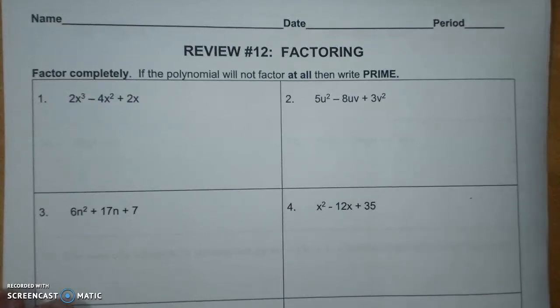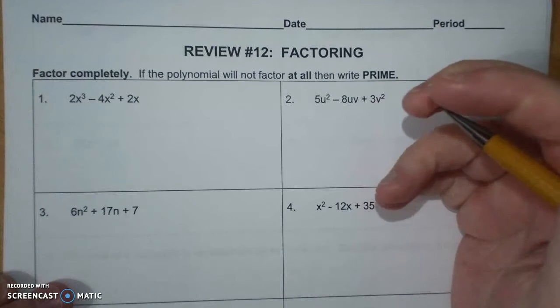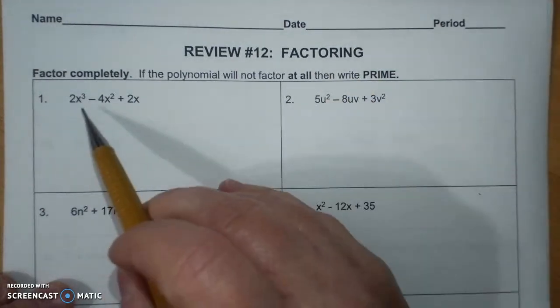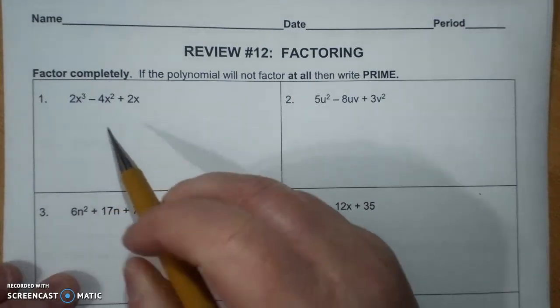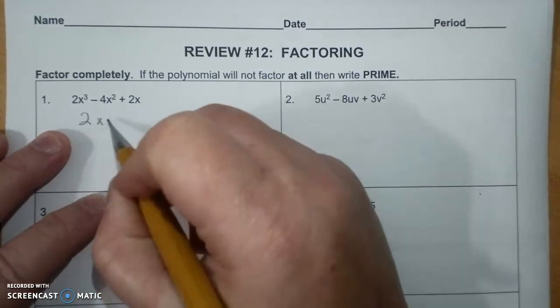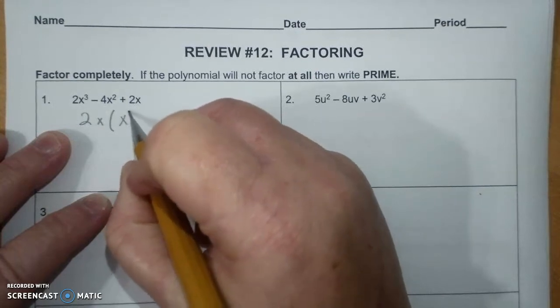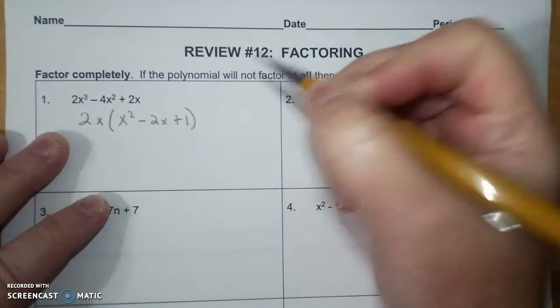Chapter 12, it was about factoring. On the review, I'm going to talk through, if I'm given a whole smattering of problems, what I'm going to look for and what I'm going to approach first. So on number 1, I'm going to look and see if I can factor out something, and I can. I can factor out a 2x. That would become x squared minus 2x plus 1.